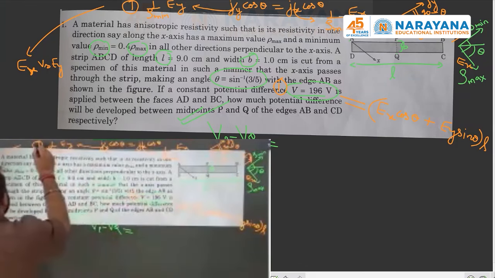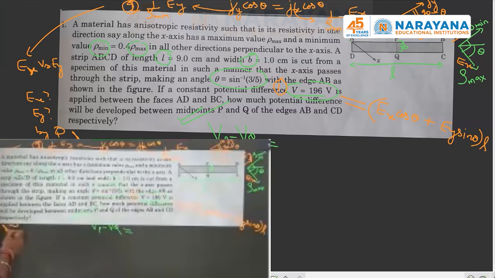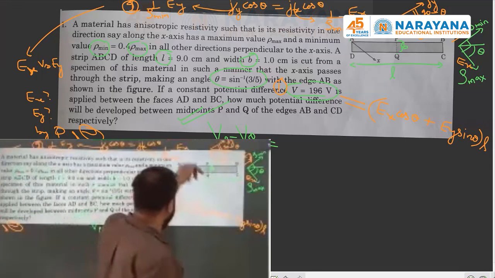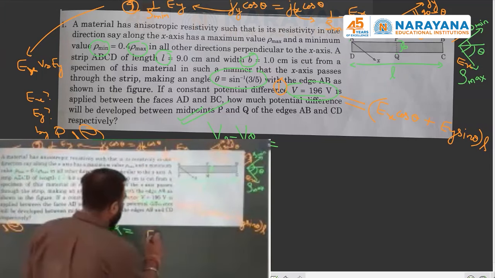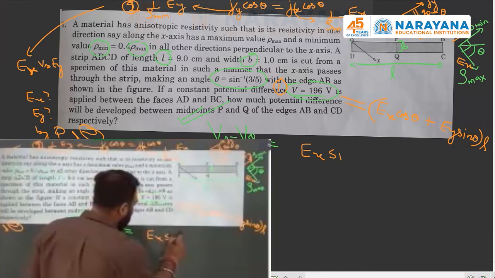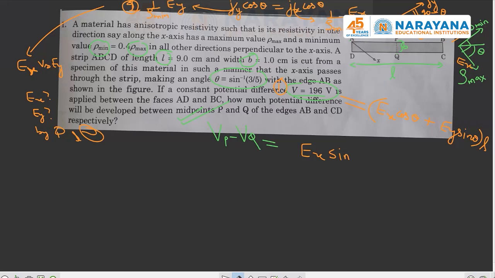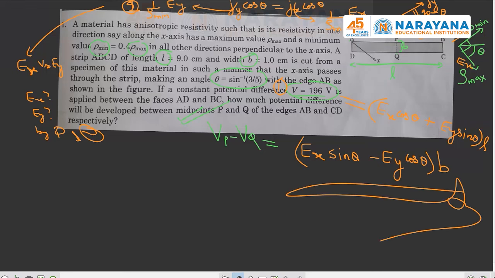Now try to understand from 1 and 2, EX and EY both are known for us now. And now the answer is this: because I know EX and EY, if I look at Vp minus Vq, the net field in the downward direction will be EX sin theta, and in the upward direction I have EY sin 90 minus theta, that is cos theta. So multiplied by B, this is my answer.